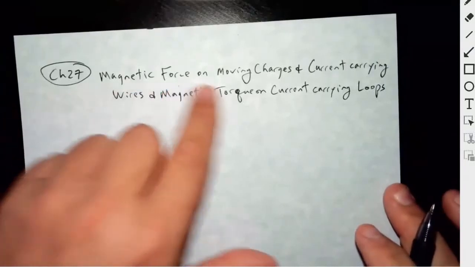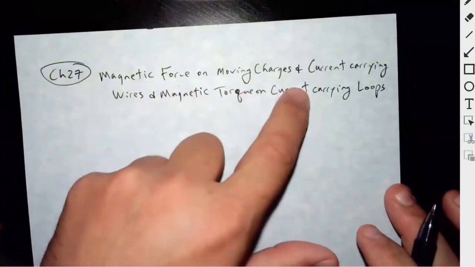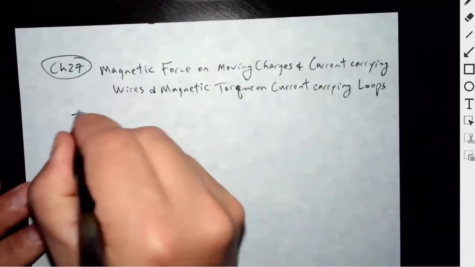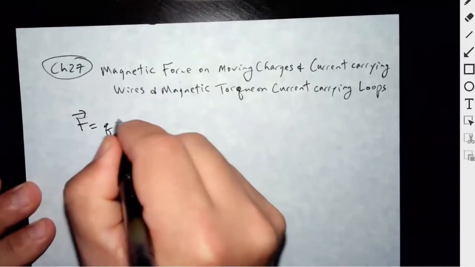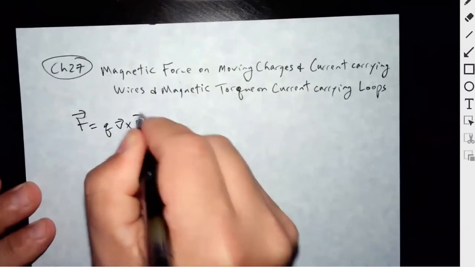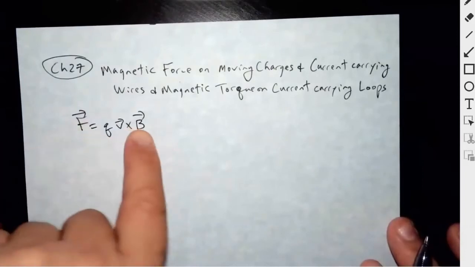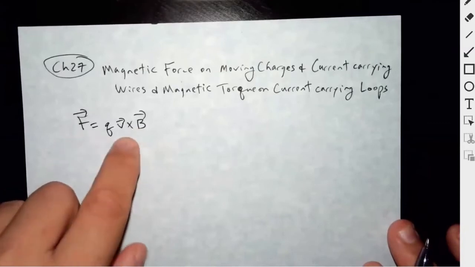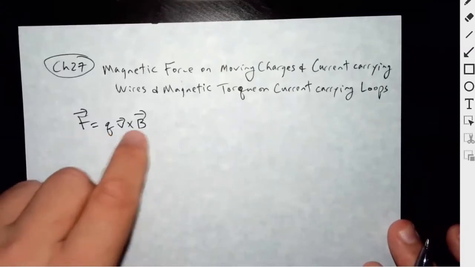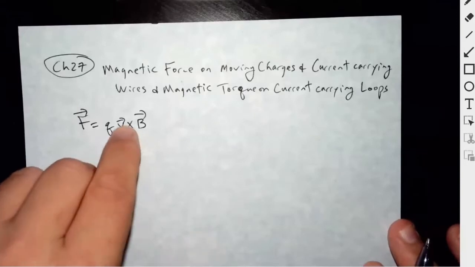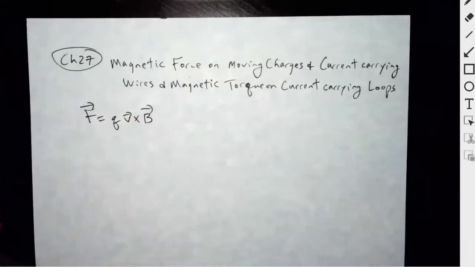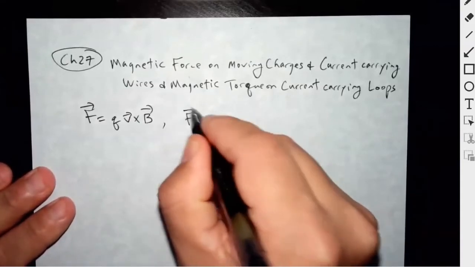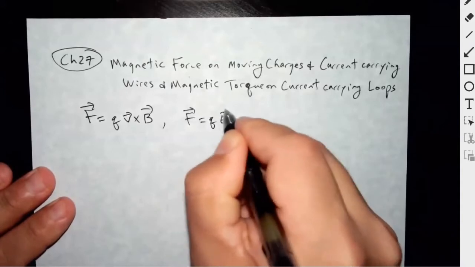This chapter covers two major topics: magnetic force on moving charges and current carrying wires. So we have this equation, F equals qv crossed into B. If I already know the magnetic field in a certain space, it tells you the force experienced by a charge is equal to the cross product of the velocity of that charge and the magnetic field. Compare this to electricity, where we have the equation F equals qE.